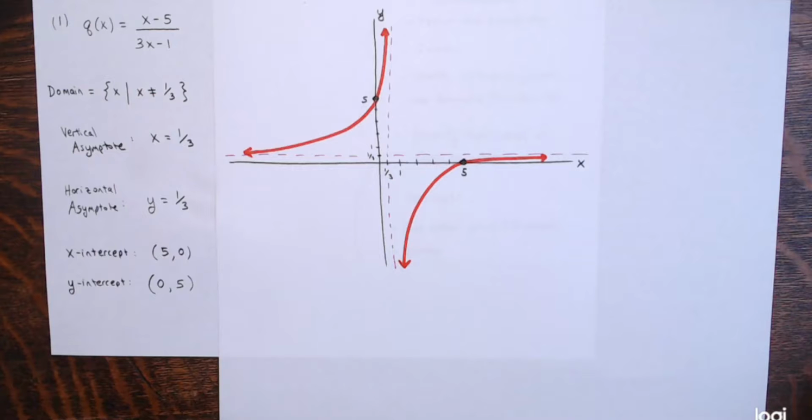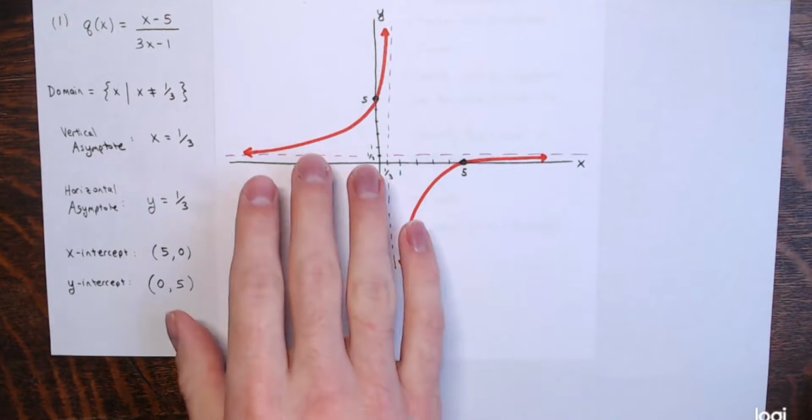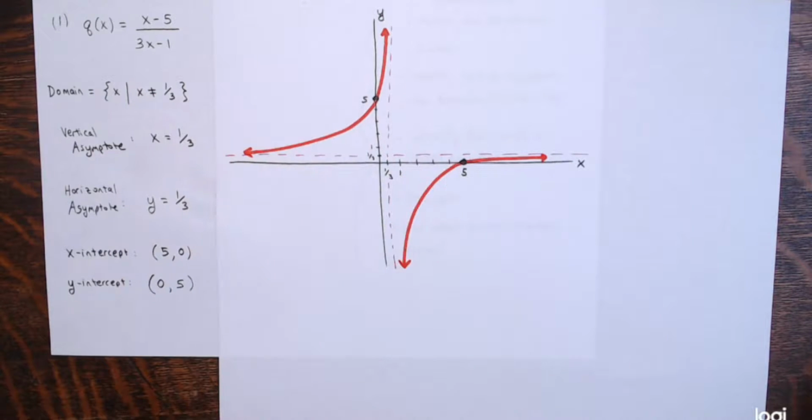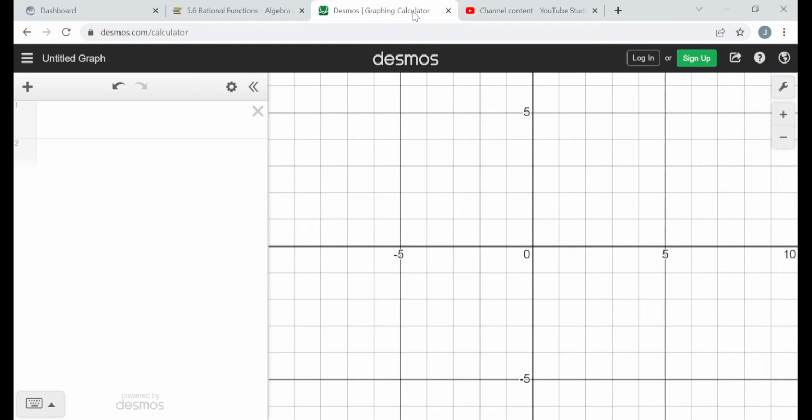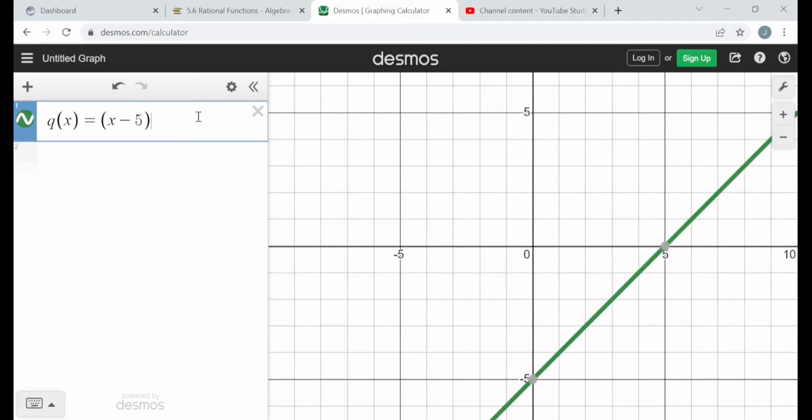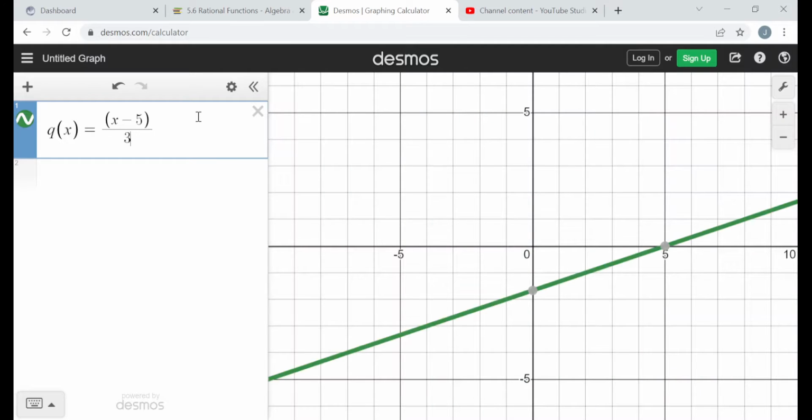And again, if for some reason you want to plot other points, plug in other values, get other points, and do more stuff. But this is all I usually do. And then let's take a look. I'll go to that free online graphing calculator at desmos.com. And let's enter the function we were given and see how it looks compared to my rough sketch. Q of x equals x minus 5 divided by 3x minus 1.